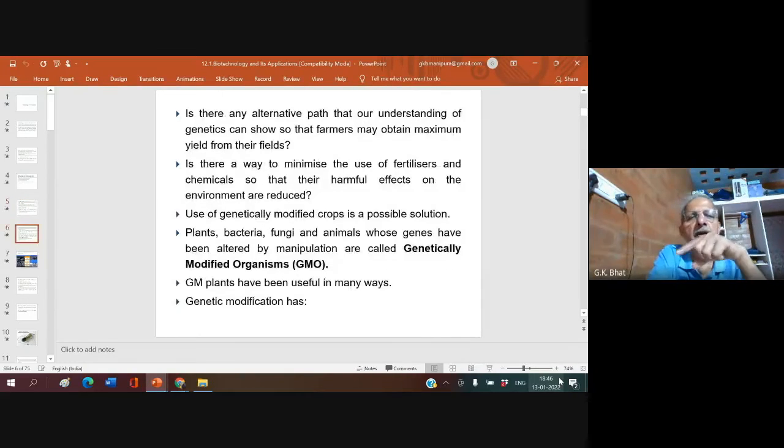What has to be planned? Is there any alternative path that our understanding of genetics can show, so that farmers may obtain maximum yield from their fields? Forget about using more and more inorganic fertilizer, better crop varieties, pesticides. Is there any better way of getting better yield through understanding of genetics? Is there a way to minimize use of fertilizer? The need of the hour is to minimize the use of fertilizers and chemicals so that their harmful effects on the environment are reduced.